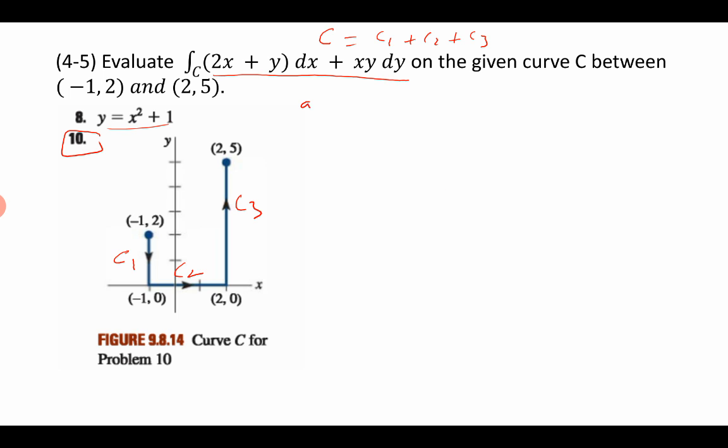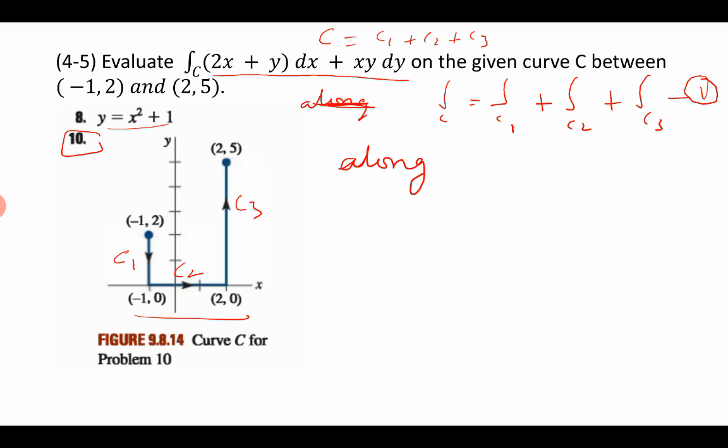First I will find integration along C1. So integration along C gives integration along C1 plus integration along C2 plus integration along C3. So this is equation number 1. We want to integrate along C. This is our integral. C is the curve. It has been separated into 3 smooth curves. So first one is along C1.